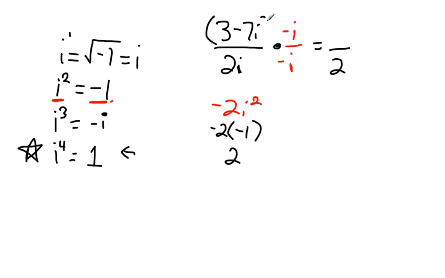Okay, now the top part. This is a little bit of distributive property here, because it's all of this times negative i. So it'll be a negative 3i? Right, so we'd end up, let's do this in blue.